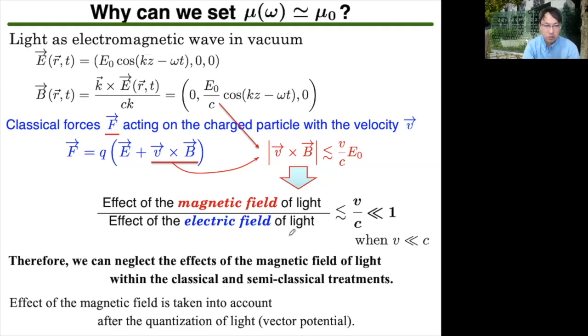For most electrons and ions in solids, their velocities are far from the speed of light. Therefore, we can neglect the effect of the magnetic field of light. This is valid for the classical and semi-classical treatment, where the light is assumed to be a classical electromagnetic wave. As shown in a later lecture, the effect of the magnetic field is taken into account after the light vector potential is quantized.